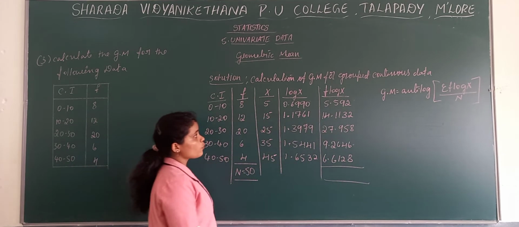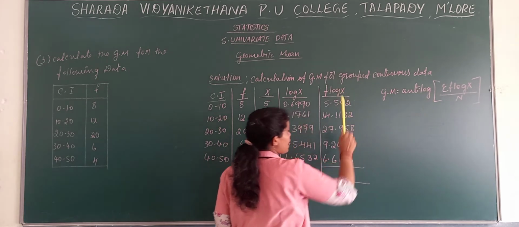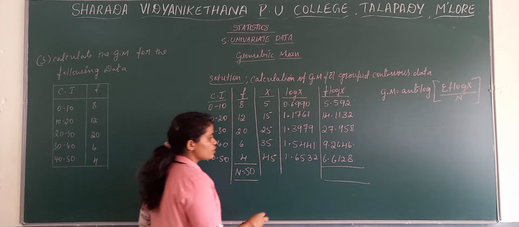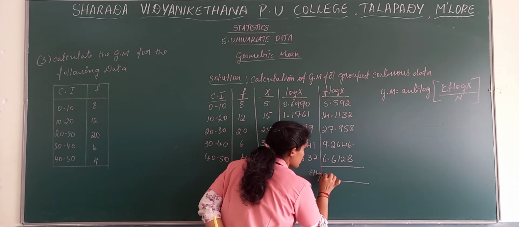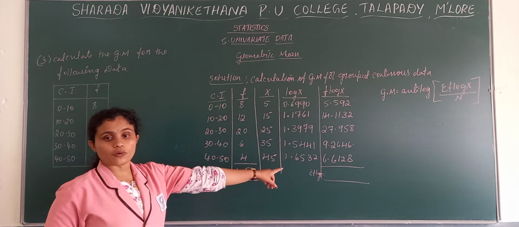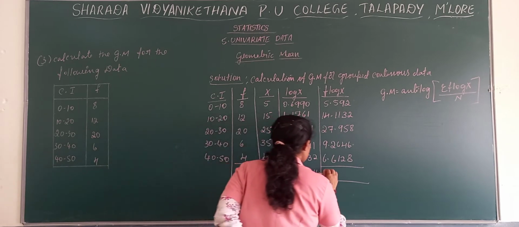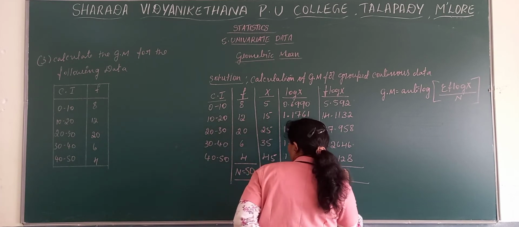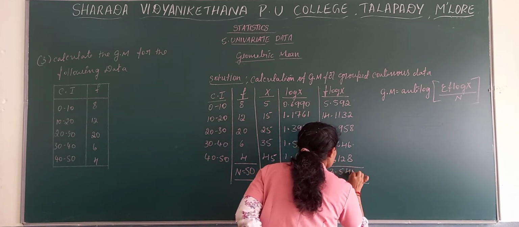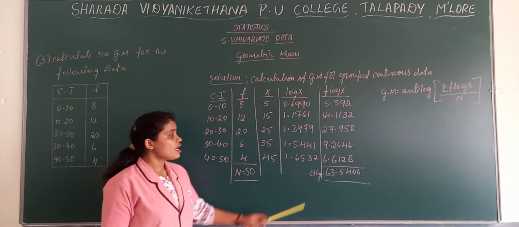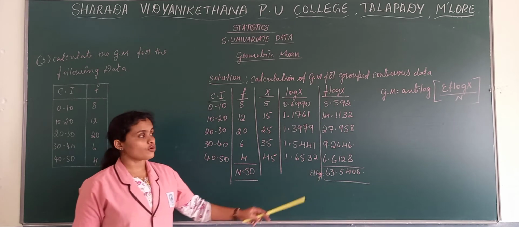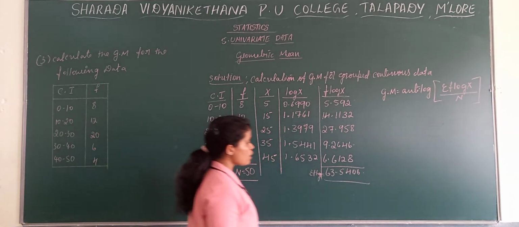When you total it, what will you get? Sigma f log x. When you total it, what value will you get? You will get 63.5406. Now we have got f log x. Now substitute into the formula.